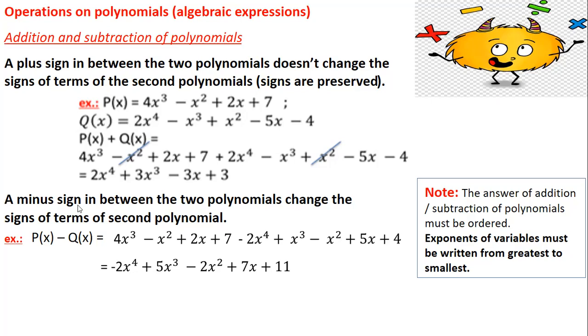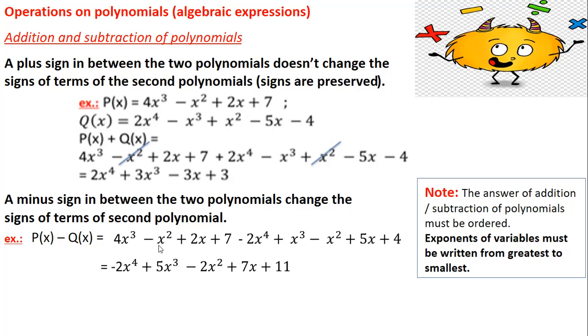While a minus sign in front of the second polynomial changes all the signs. Here I have minus q of x. So I write minus 2x to the fourth. Negative times negative is positive x cubed. Positive times negative is negative x squared. Negative times negative is positive 5x. Negative times negative is positive 4. Then I reduce the like terms in this polynomial.